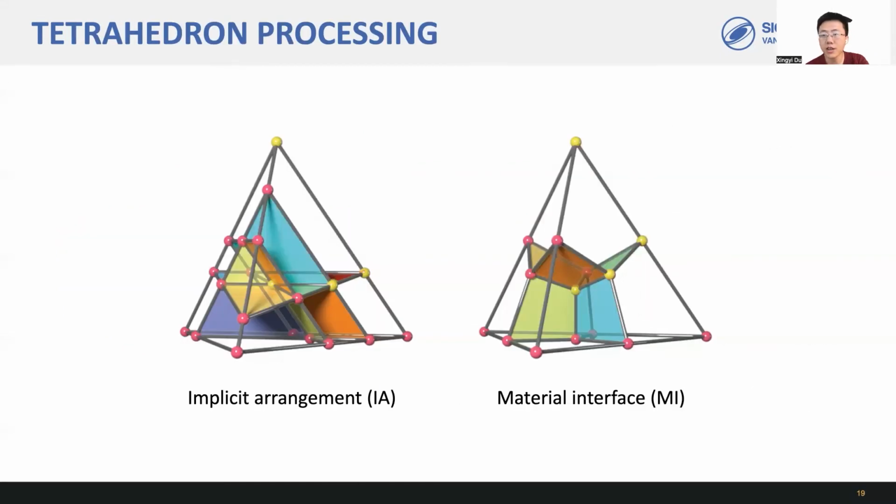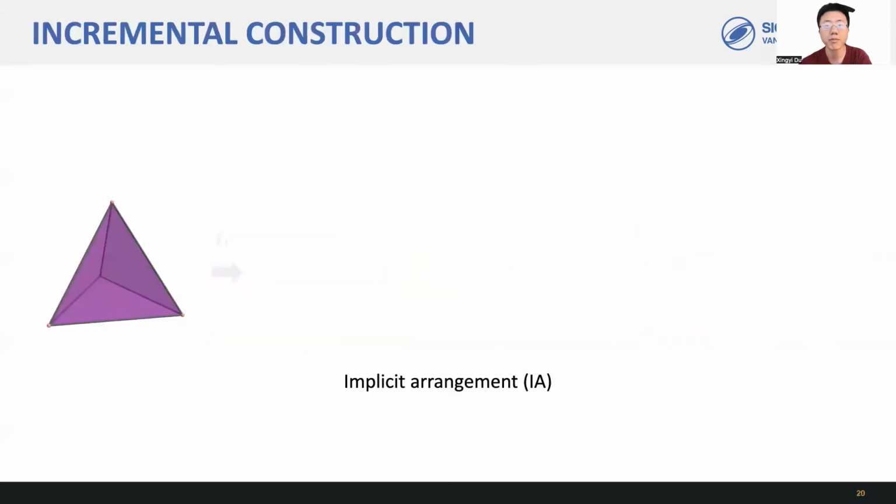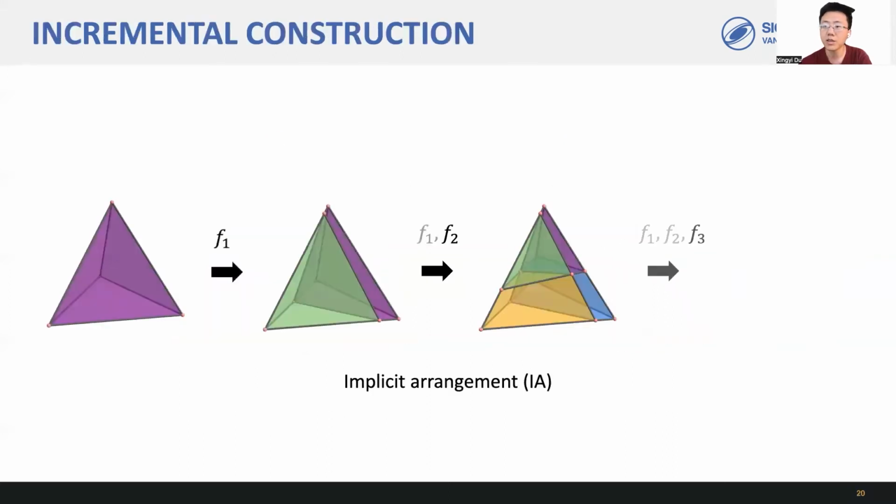As mentioned earlier, given linear functions defined within a tetrahedron, both implicit arrangement and the material interfaces are convex decompositions of the tetrahedron. We represent both decompositions as a 3D cell complex and construct them incrementally by adding one function at a time. The addition of a function involves splitting a subset of cells by a plane, followed by possibly merging the cells if we are to compute material interfaces.